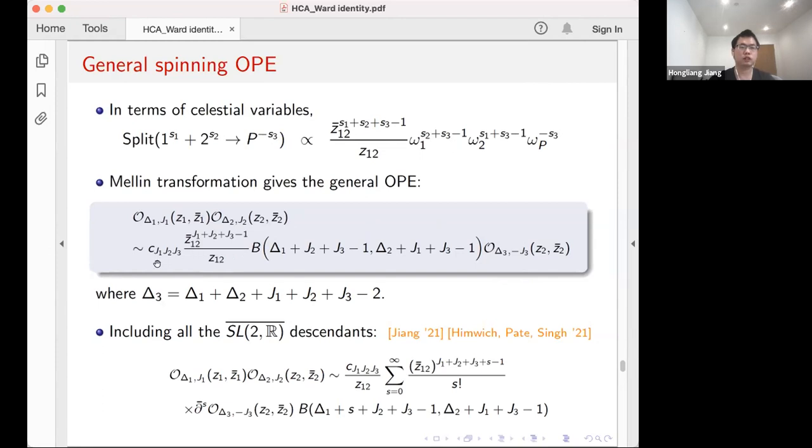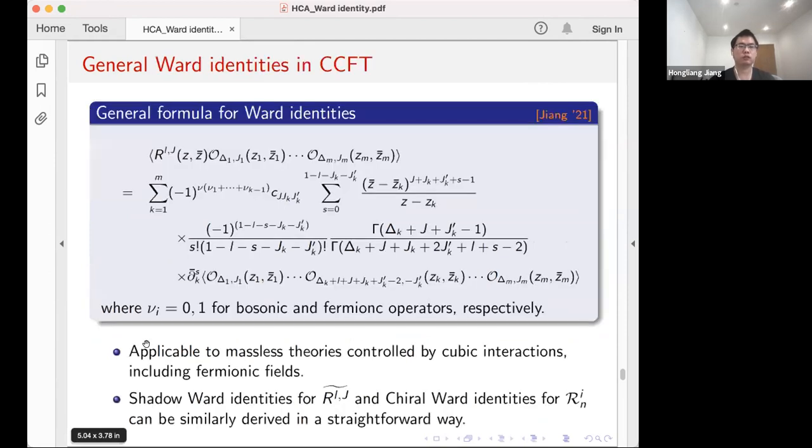And here, this is a cubic coupling. And we can also apply the summation to include all the SL2 bar descendants. And we obtain this very general formula for Ward identities just by repeating the steps I used for graviton Ward identities. So here, this RLJ is a soft current. And on the right-hand side, this 1 minus 1 to some powers is just to take into account the statistics.